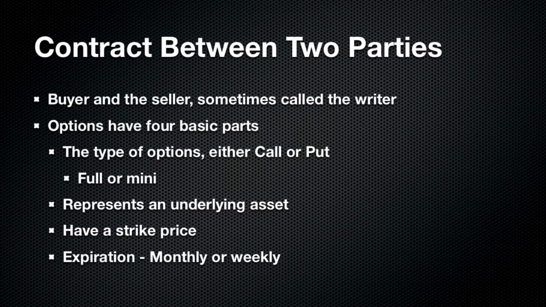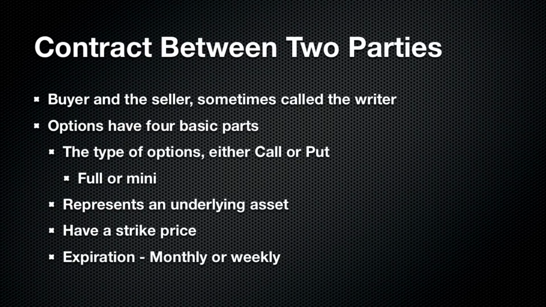Options are a contract. They are a contract between a buyer and a seller. A seller is sometimes called a writer. And there are really two main types of option contracts. There are calls, which give the buyer the right to buy stock above a certain strike price by a certain expiration.